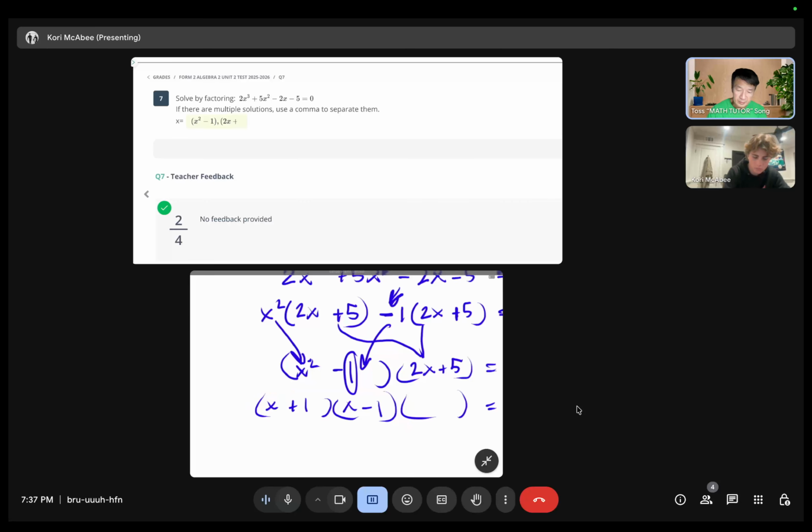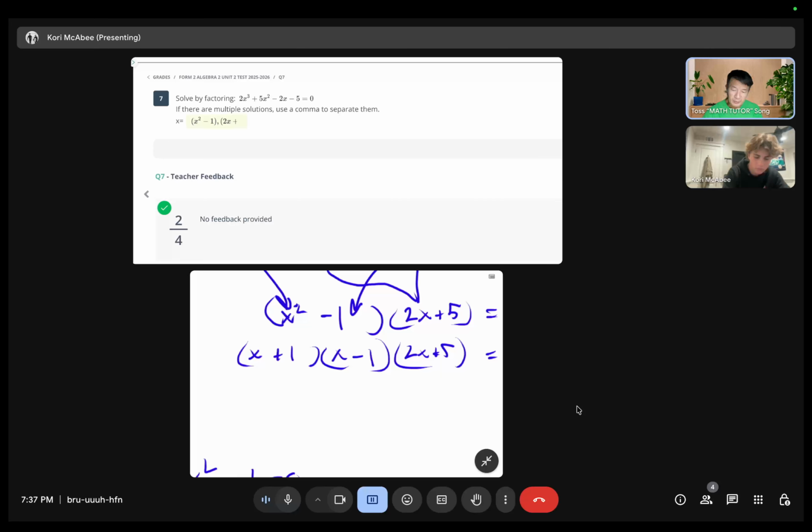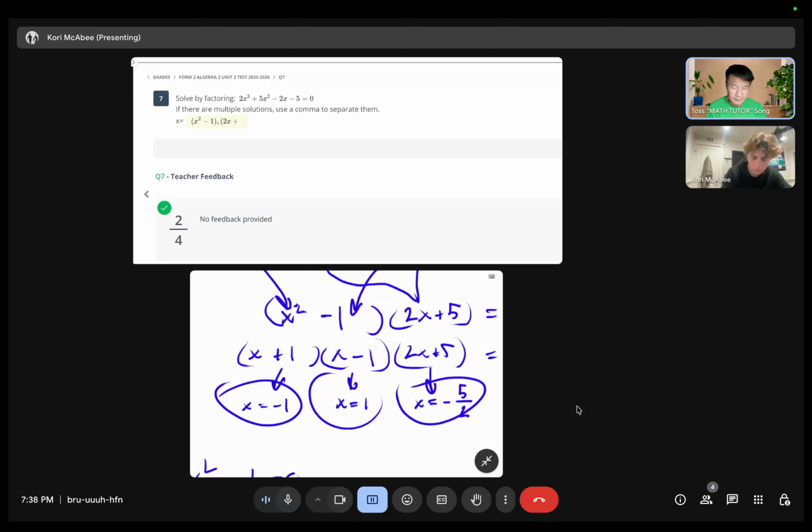Okay, so let's go this way. Copy this down. Now we set every single one equal to 0. I won't write the part where it's set equal to 0. I'm just going to write the answer. X equals -1, subtract both sides by 1. X equals 1. And then x equals, subtract both sides by 5, divide both sides by 2, so I'll write it as a fraction like that. So there you go, 3 answers. X equals -1, x equals 1, x equals -5/2.